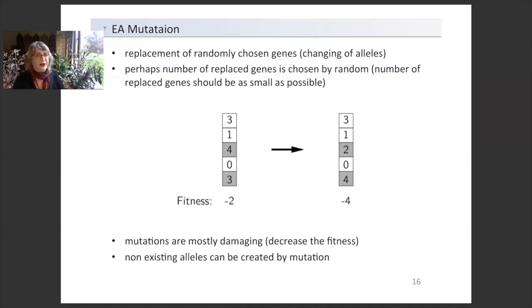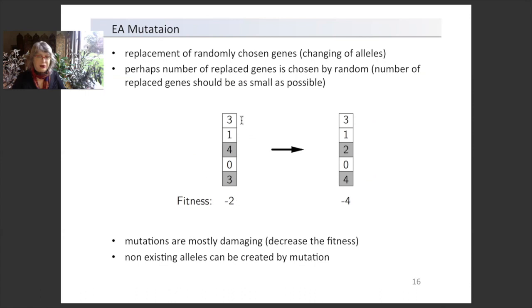The other operation that changes the content of the chromosome is mutation. Mutation is replacement of randomly chosen genes, so it is changing of alleles. Perhaps the number of replaced genes is chosen by random. Notice that the number of replaced genes should be as small as possible.